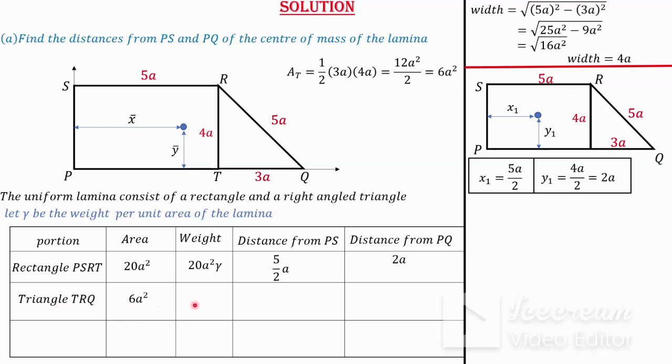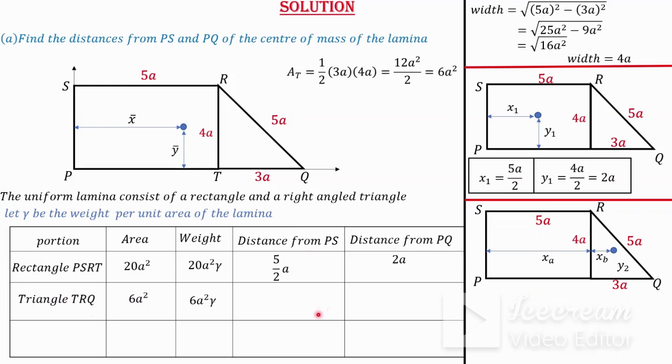So, moving forward, the weight of the triangle TRQ is simply going to be 6a squared times gamma, which gives us 6a squared gamma. The next thing is the distance of this triangle TRQ from PS. To do this, we also have to come out with a small sketch, as we did. That is the same procedure as we did for this rectangle PSRT, but in this case, on the triangle TRQ.